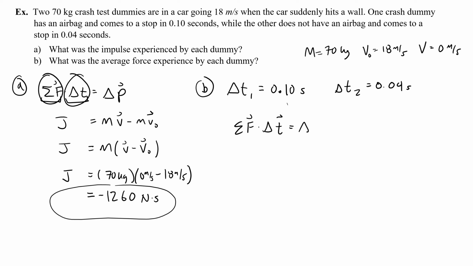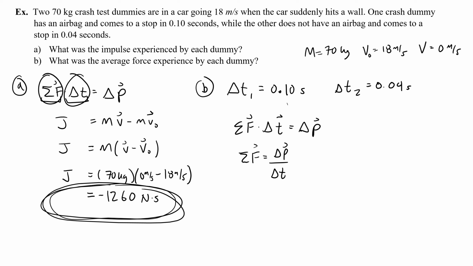So to figure out the force, the force is equal to the change in momentum divided by the amount of time. I know the change in momentum for both of them is negative 1260. So the net force on the first dummy is that negative 1260 Newton seconds divided by the time for the first one, 0.10 seconds. That gives me negative 12,600 newtons for the average net force experienced by the first dummy.